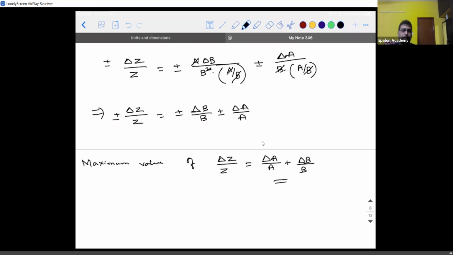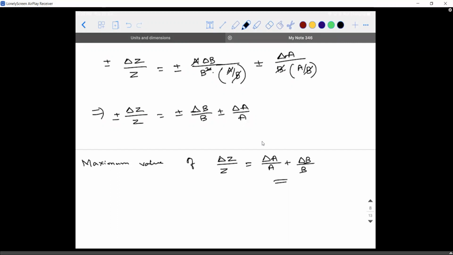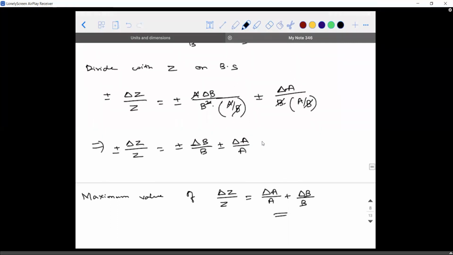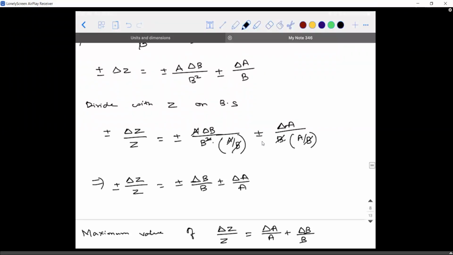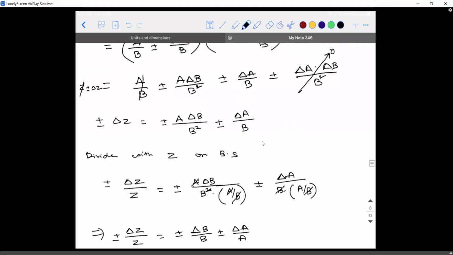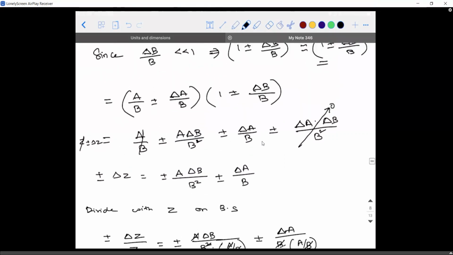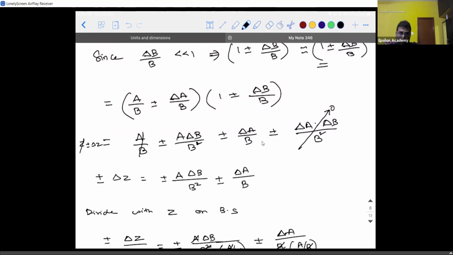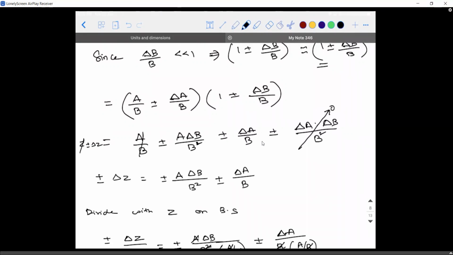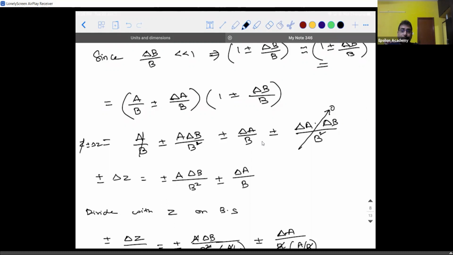That's it. Sir, can you once scroll up? I have a doubt. Little more. Yeah. Is this fine? Yes, sir. Sir, here we know that 1 plus or minus delta B by B can be approximated to 1. So why are we approximating it after multiplying? Because delta B by B cannot be approximated to 0.